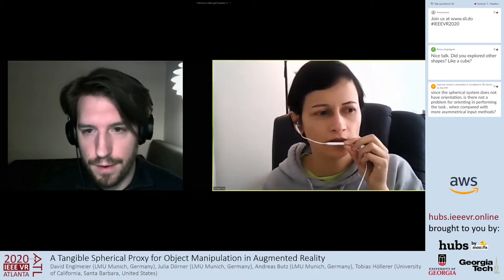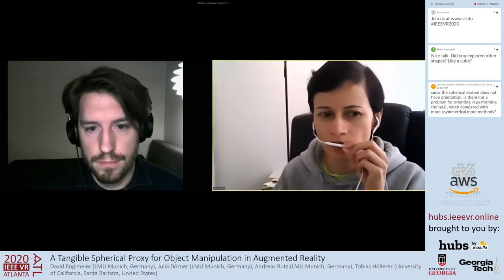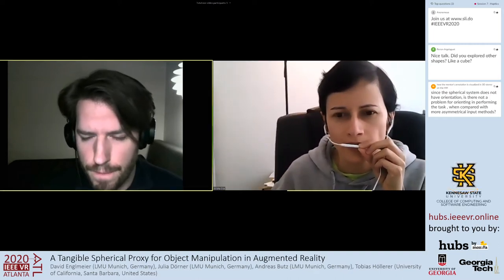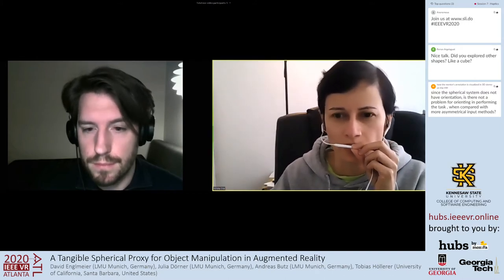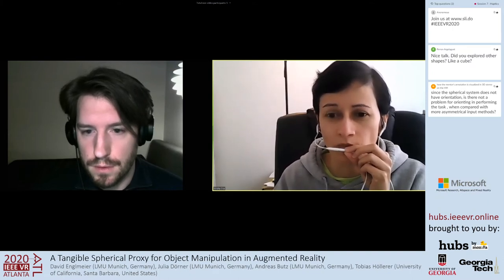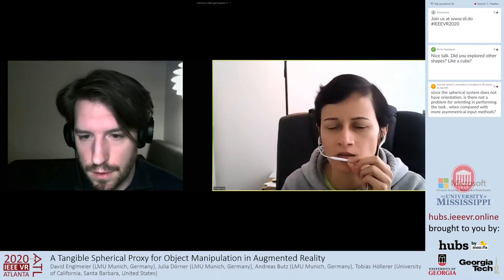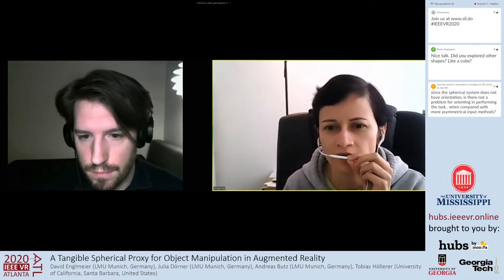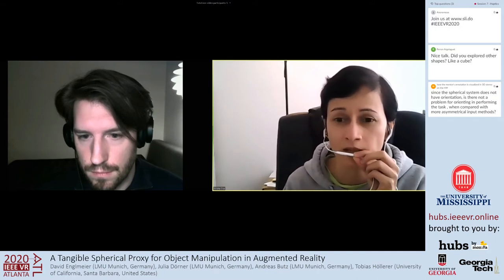Okay, we don't have any other questions right now on Slido, so I'm going to ask you one. I'm mostly wondering why, in terms of rotation, right? Rotation is happening using your wrist, and it doesn't matter what you're holding in your hand. Essentially, that's what you're moving to cause a rotation. So why do you think that the spherical shape made a difference versus the handle controller when it came to rotation and scaling and things like that?